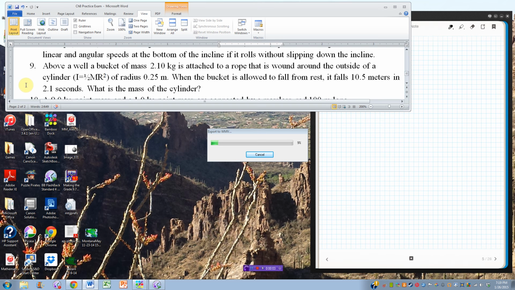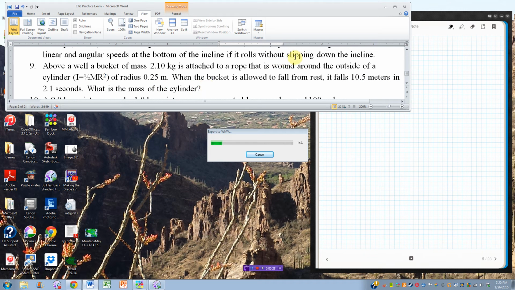Chapter 8, Practice Exam number 9. Above a well, a bucket of mass 2.1 kilograms is attached to a rope that is wound around the outside of a cylinder, and I give the equation for moment of inertia for a cylinder of radius quarter meter. When the bucket is allowed to fall from rest, it falls 10.5 meters in 2.1 seconds. I want to know the mass of the cylinder.